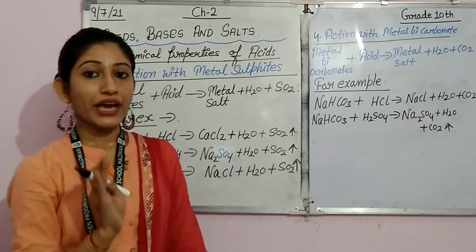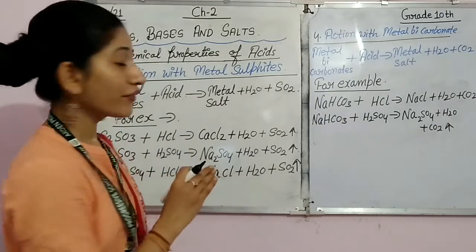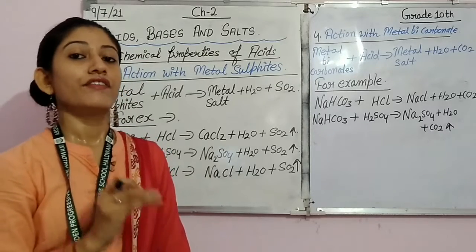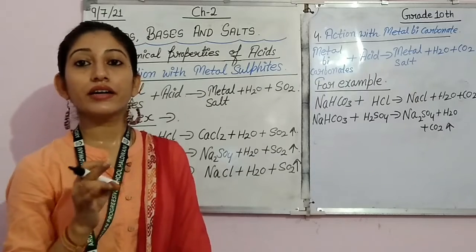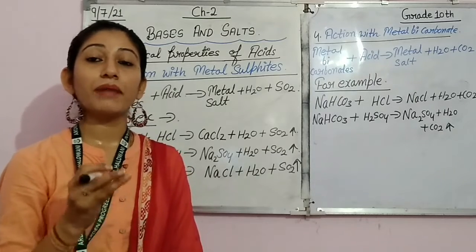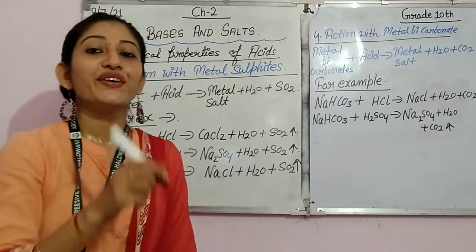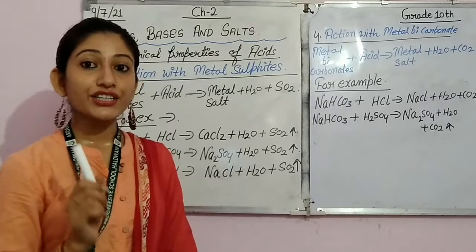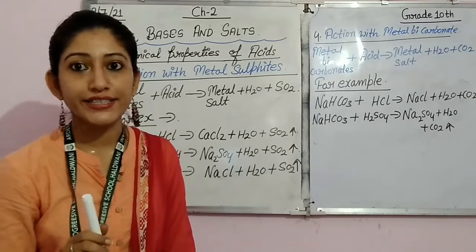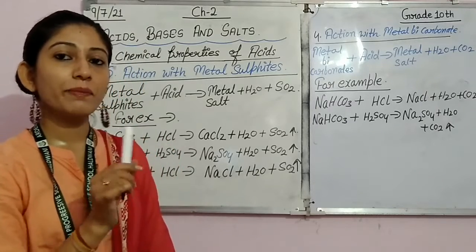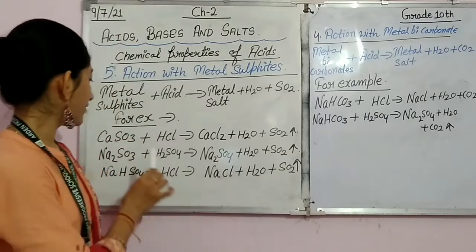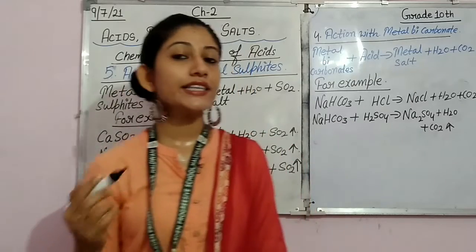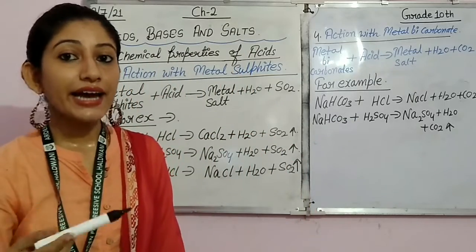So till now we have discussed 5 or we can say 6 types of action of acids with different types of substances, right? With metal, then metal oxide, then metal carbonate, then metal bicarbonates, after that metal sulfites and metal bisulfites. One more reaction is there, students, in which we are going to see the action of acid with sulfides. Here we have seen sulfites, where we have taken CaSO3, Na2SO3. Now let's see how acids react with sulfides.